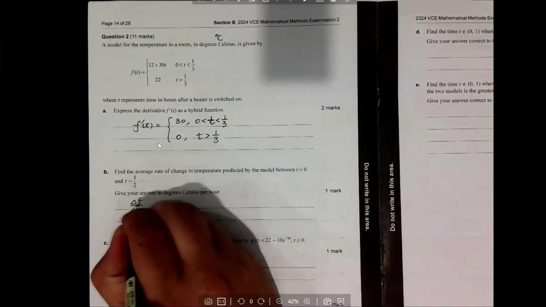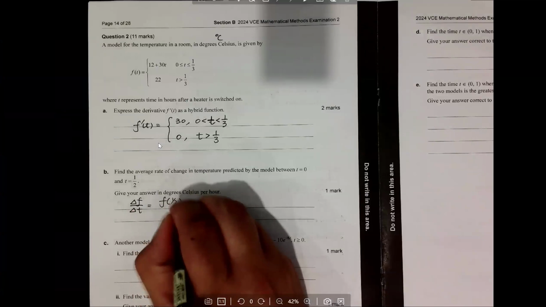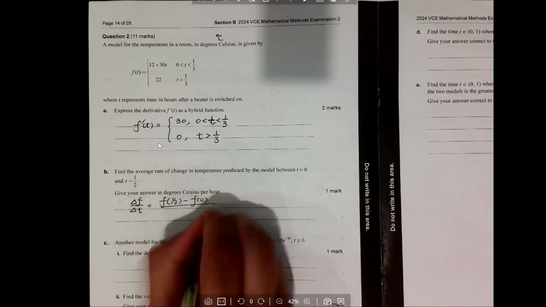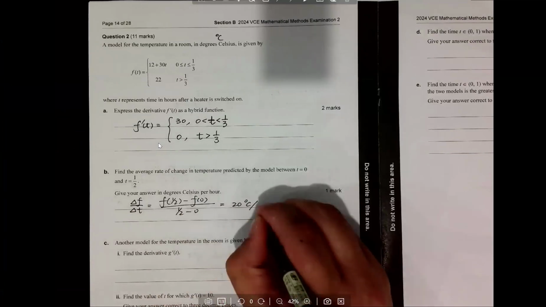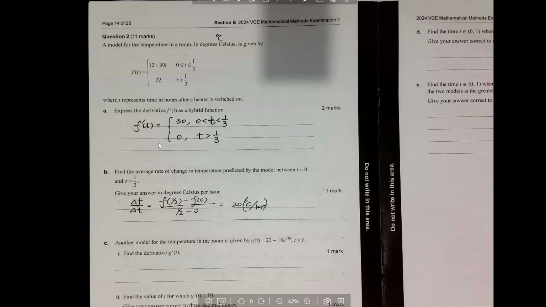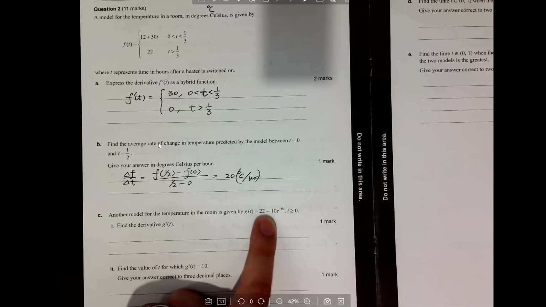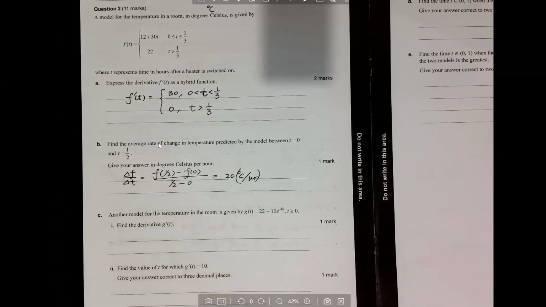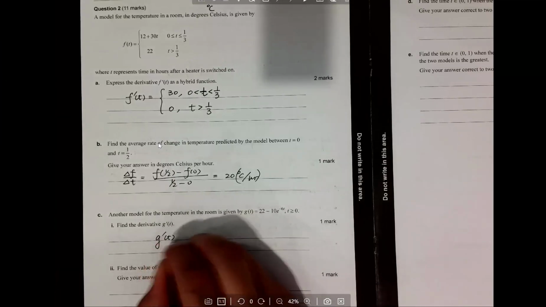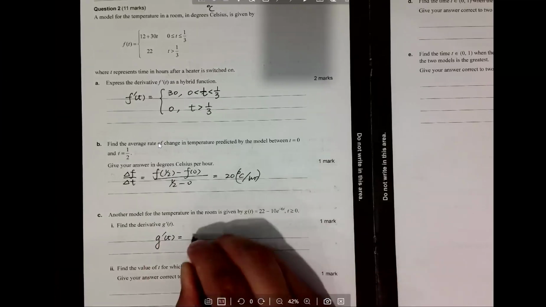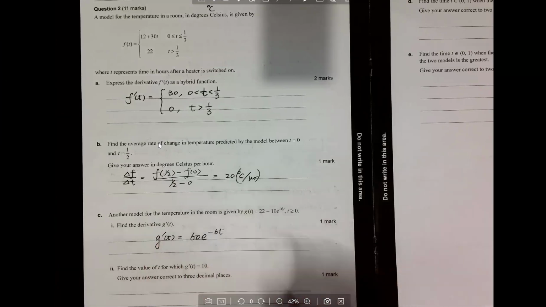Delta f divided by delta t equals f of half take away f of 0, divided by half take away 0, which is 20 degrees Celsius per hour, okay? And another model is this exponential function, 22 minus 10 e to the power negative 6t. We would like the derivative, g dash t. You can do it by hand very easily. g dash of t equals 22 becomes 0, minus 10 times negative 6, so 60 e to the power negative 6t, okay? And find the value of t for which g dash equals 10.